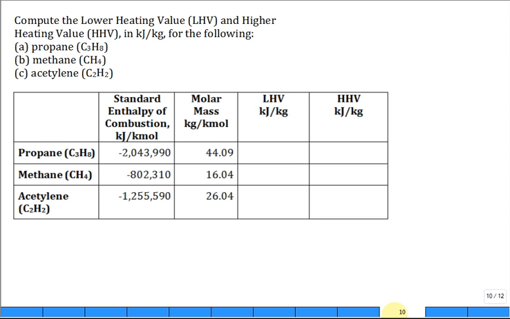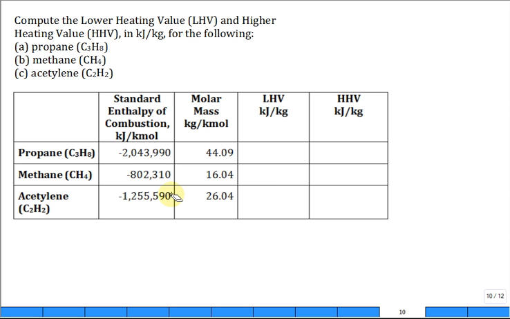So here's the problem that we should work. It says compute the lower heating value and the higher heating value in units of kilojoules per kilogram. Is that per kilogram of the fuel? Yeah, it's the kilogram of the fuel for the following: propane, methane, and acetylene.